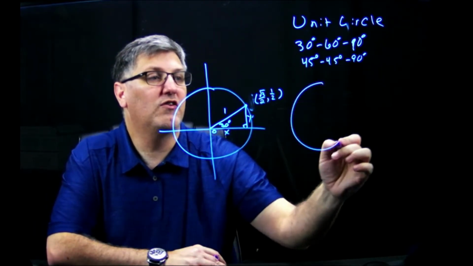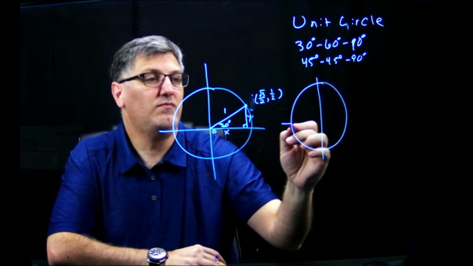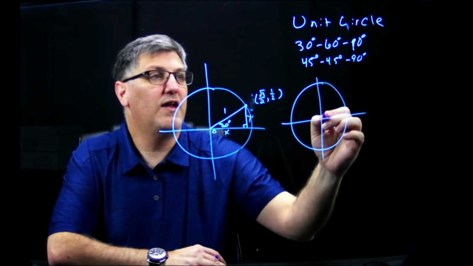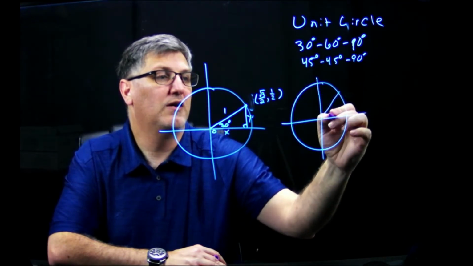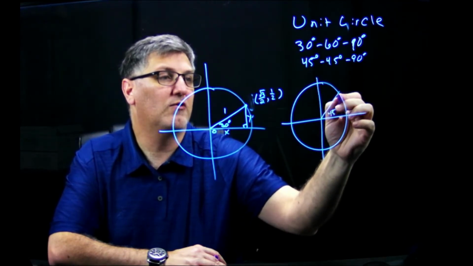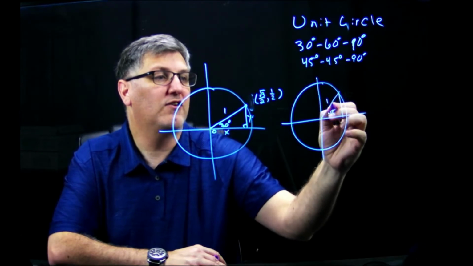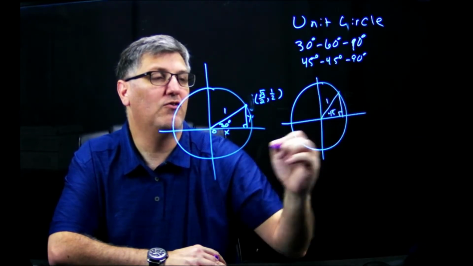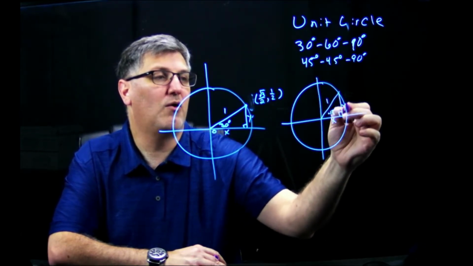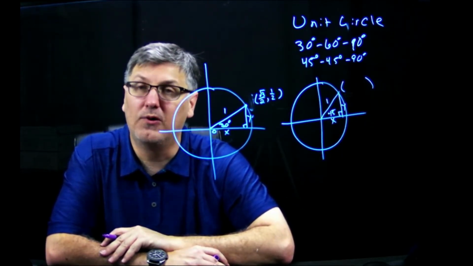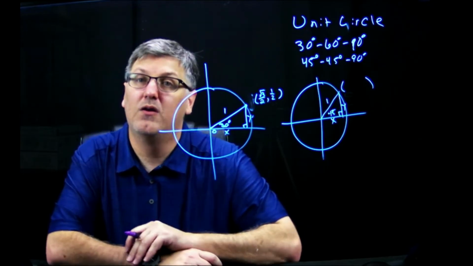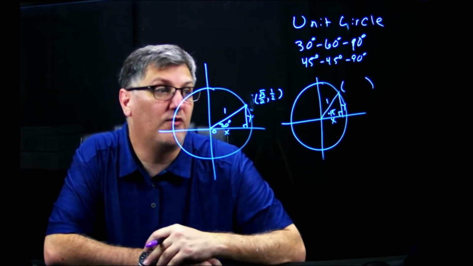So if I do this again, now I'm going to go from 30 to 45 on my special right triangle. So now this is 45 degrees. My radius is still 1, which is the hypotenuse. I need to know my X and my Y value right here. Well, if you remember, all right, so we're working on this 45, 45, 90 triangle.